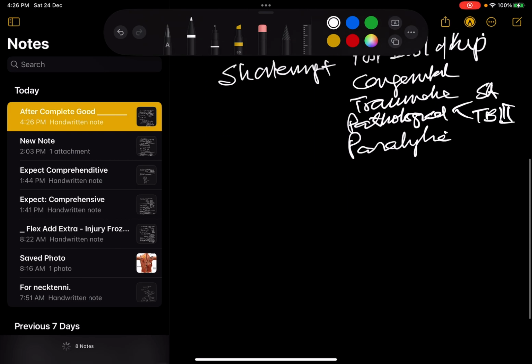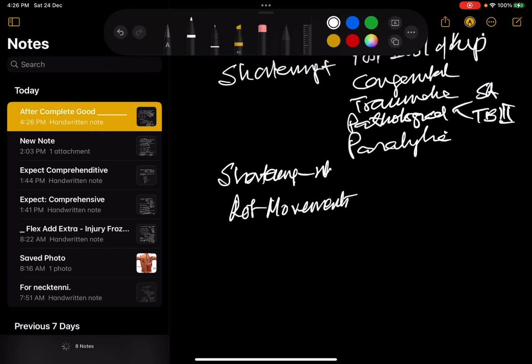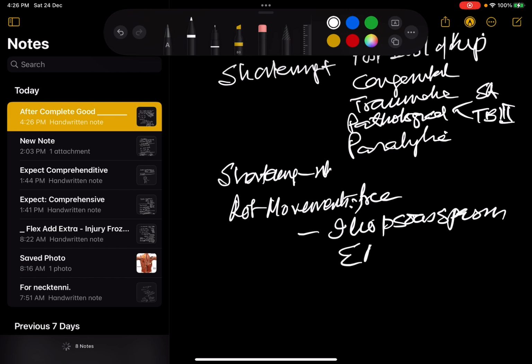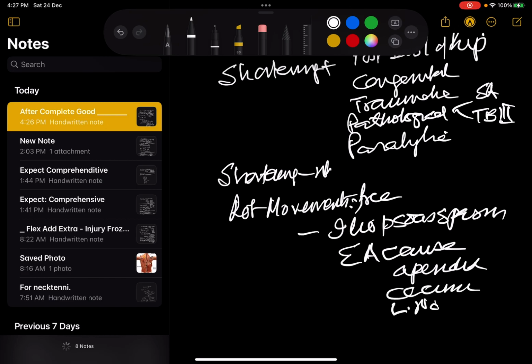If shortening is absent, then either the rotational movements are free, when there is simply iliopsoas spasm due to an extra articular cause, that means outside the hip, like appendix, cecum, or lymph nodes in the iliac fossa.